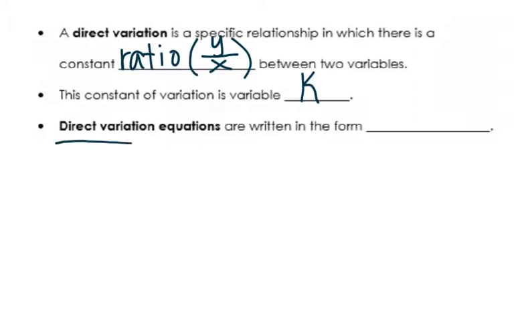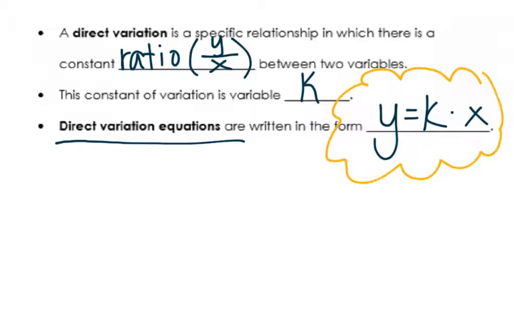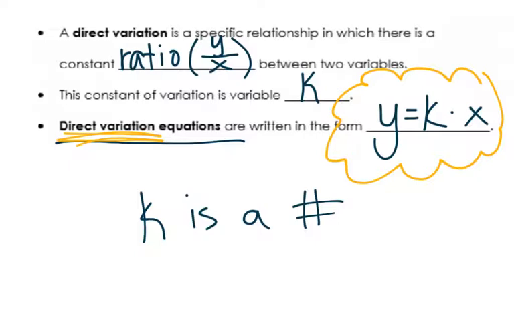This constant of variation is variable k, and that looks really confusing. So here's the big thing. The direct variation equations are written in the form y equals k times x. This is what you want to remember when talking about direct variation. It's always going to look in this form. k is a number. Sometimes we know what the k is, sometimes we have to find it, so it's like a placeholder. There should be no addition or subtraction. It should just be a number times x. That's all it should be, and it's really not difficult.